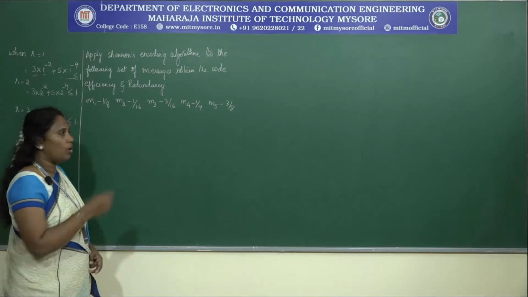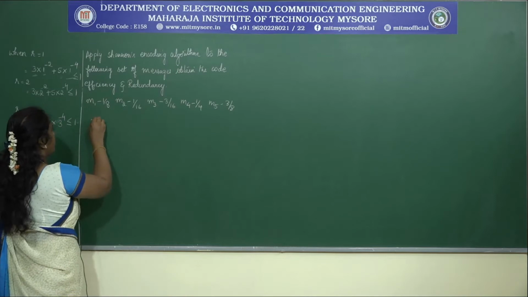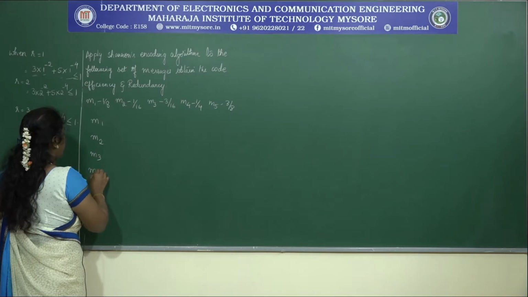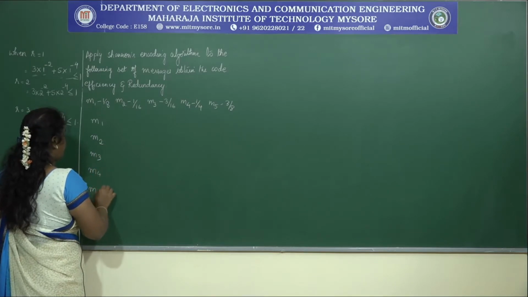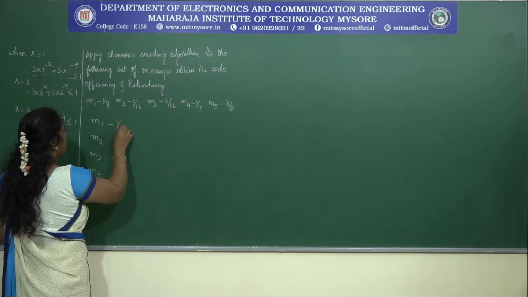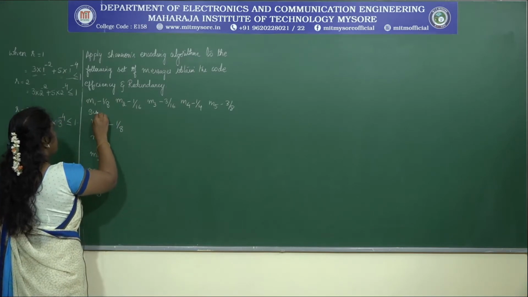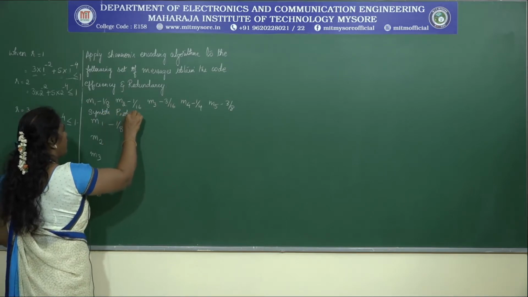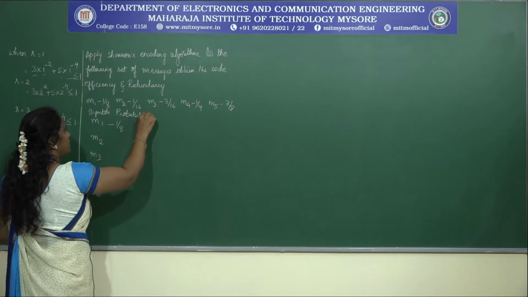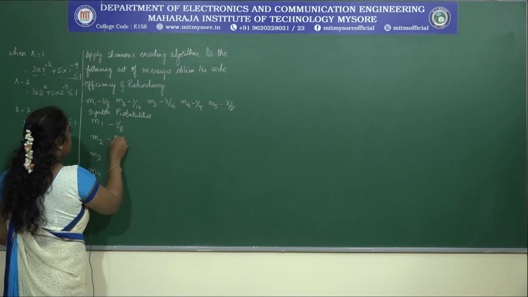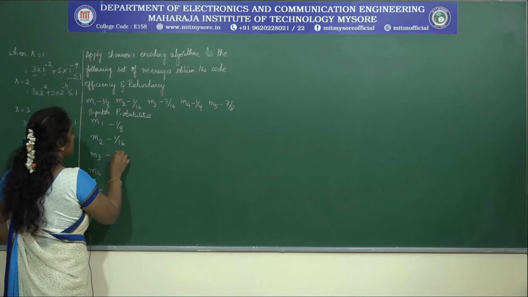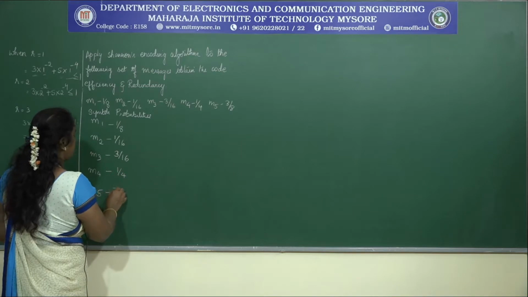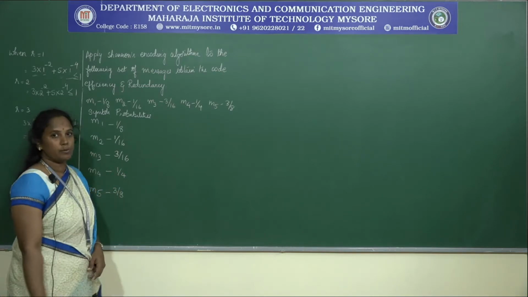We need to arrange all these probabilities for M1, M2, M3, M4 and M5, which are given in the problem. These are the symbols, that is the messages, and these are the corresponding probabilities. M1 is 1 by 8, M2 is 1 by 16, M3 is 3 by 16, M4 is 1 by 4 and M5 is 3 by 8.